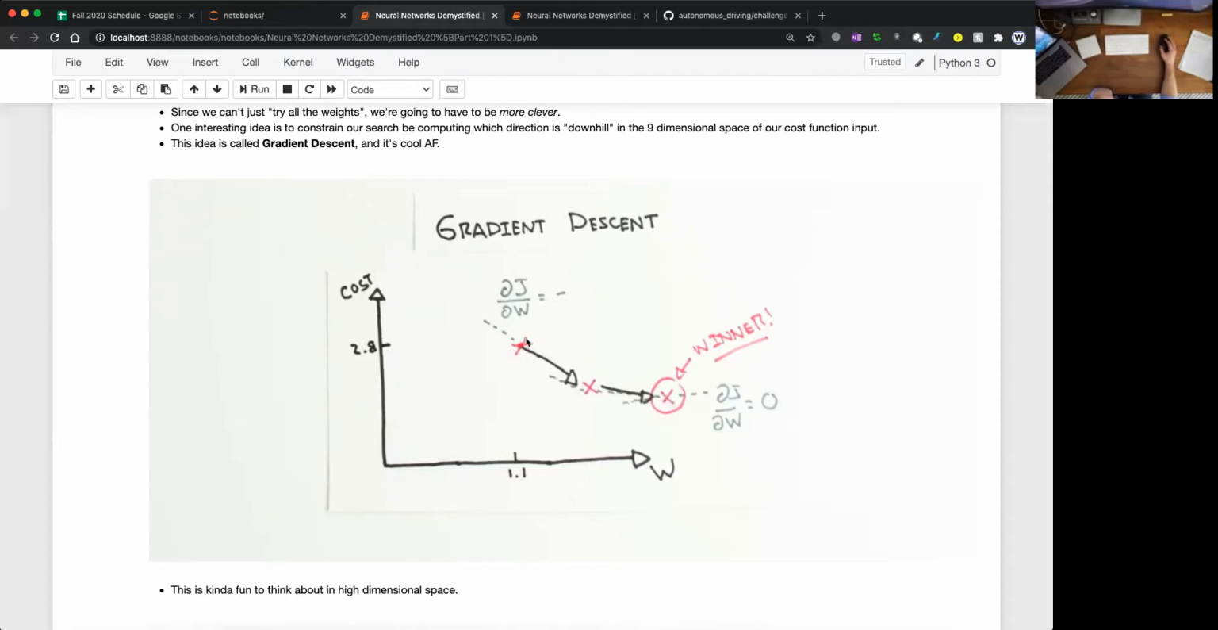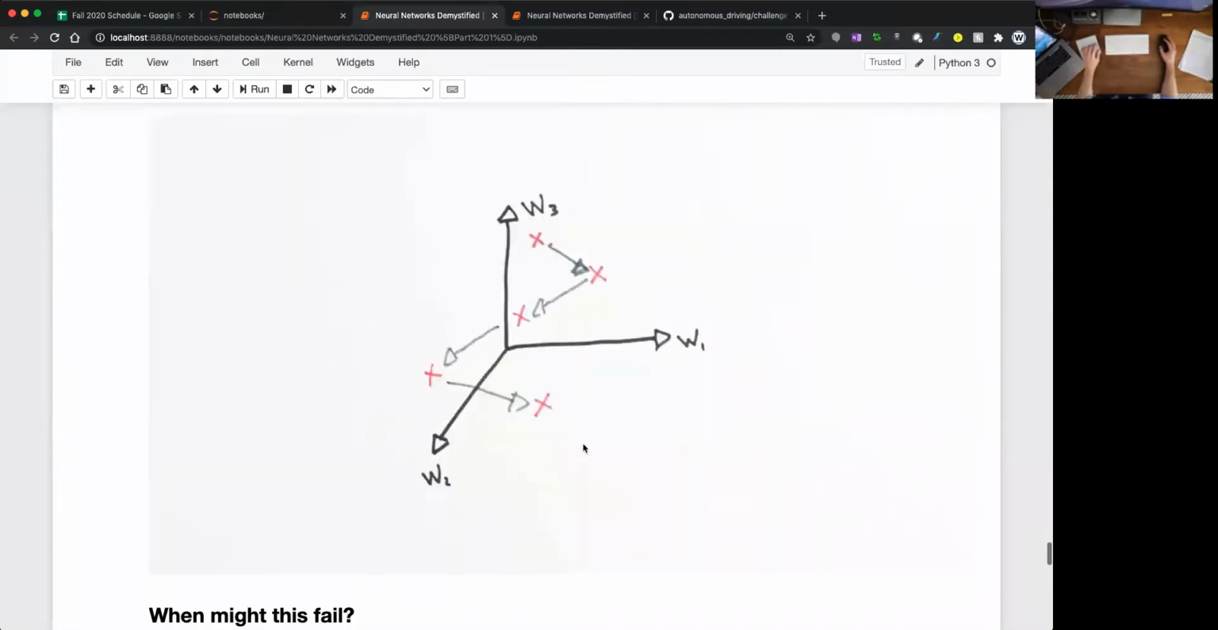So this is demonstrating this concept in one-dimensional space. For this neural network, we're going to do it in 9-dimensional space. And then in a few weeks, when we do fast AI, we're going to do this in like 10 million dimensional space, which is kind of crazy. But this is the idea of gradient descent. I hope this idea makes sense.